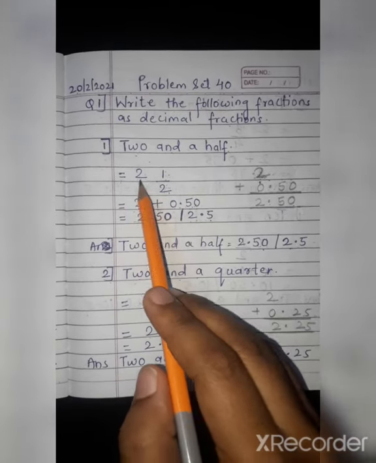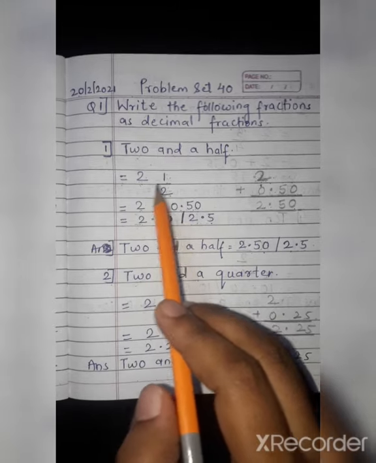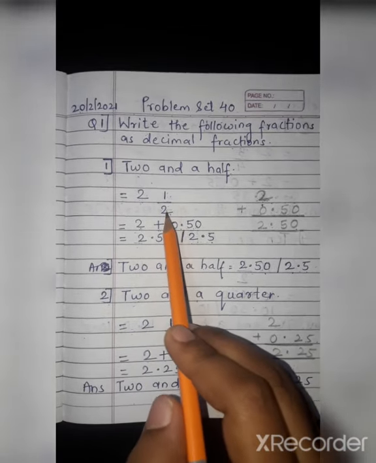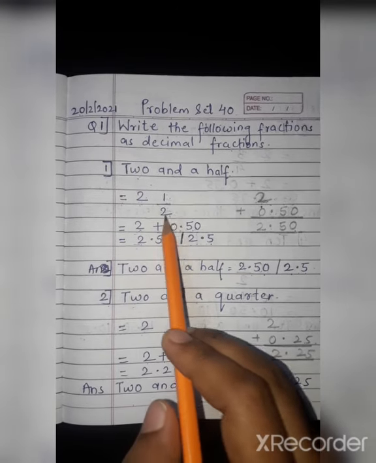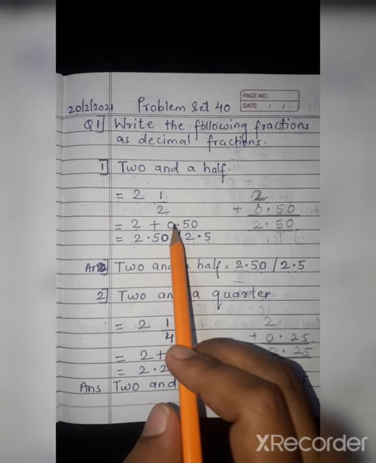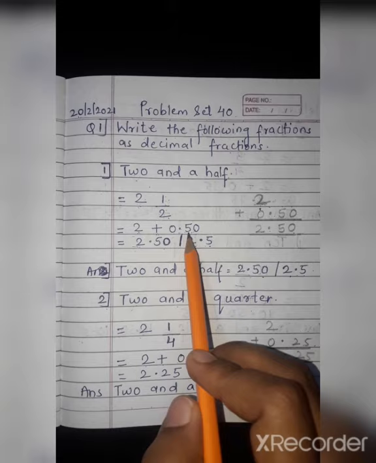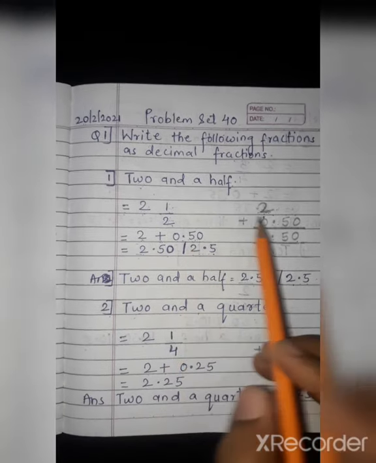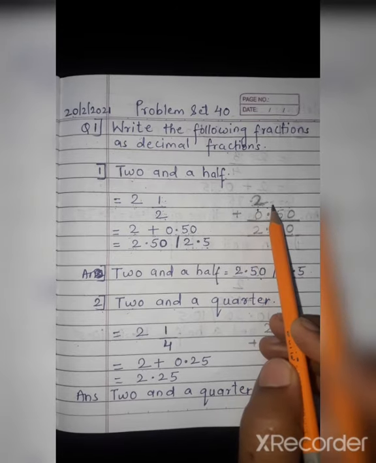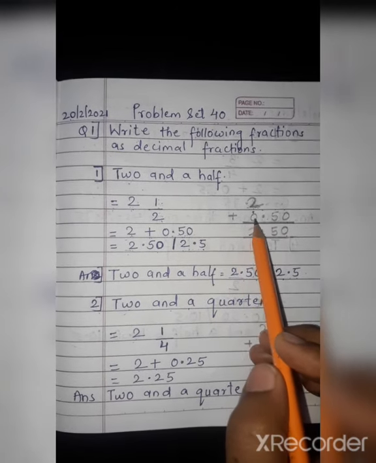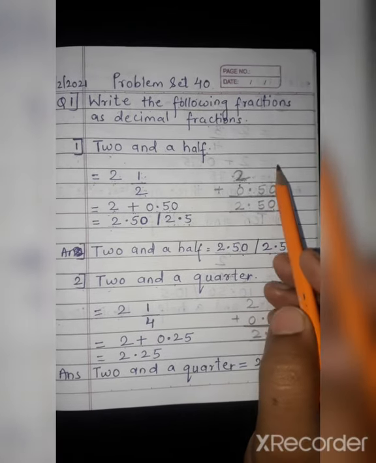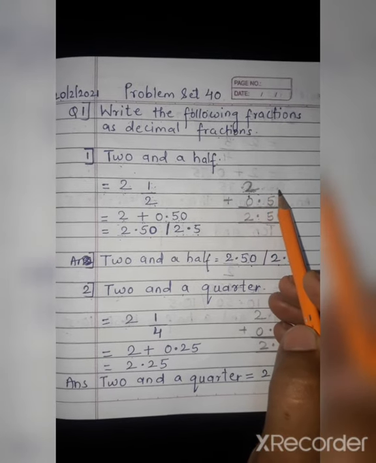Now we have to turn this mixed fraction into decimal fraction. So you will add both of these. So 2 you will write as it is plus, now what is the value of half in decimal fraction? 0.50. So we will add both these numbers. Now 2 you will write as it is and down you will write 0.50.